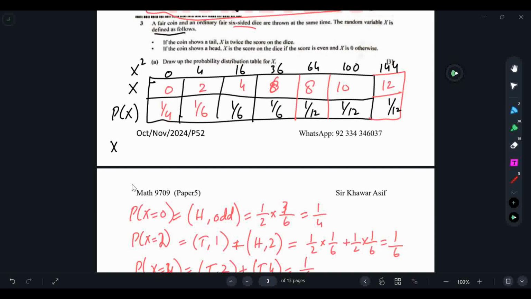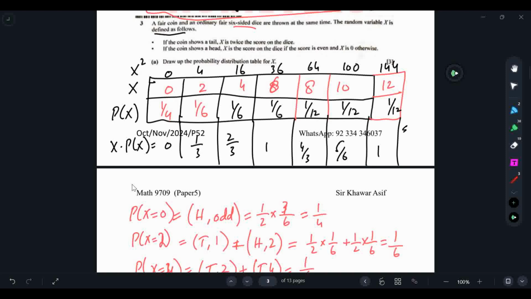So x times probability of x will be equal to, we need to multiply it. So this will be 0 multiplied by 1 by 4, this will be 0. Then 2 multiplied by 1 by 6, this will be 1 by 3. Then 4 multiplied by 1 by 6, this will be 2 by 3. Then 6 multiplied by 1 by 6, this will be 1. Then this will be 4 by 3, then we will have 5 by 6, then we will have 1.